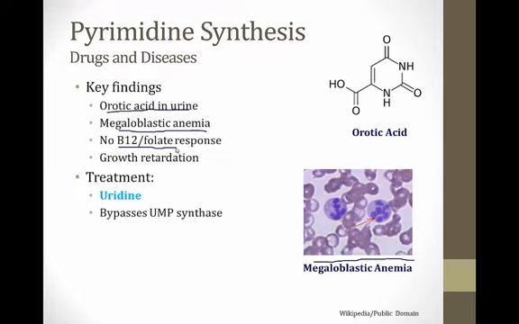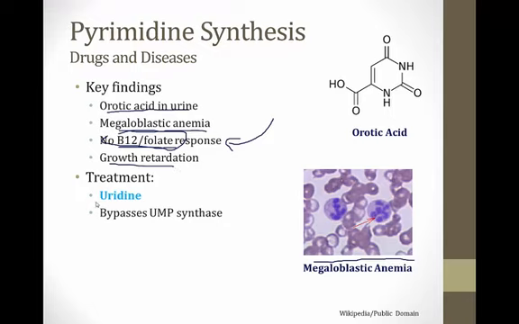But the classic finding in a child born with orotic aciduria is a megaloblastic anemia that does not respond to B12 or folate. In fact, when this disorder was first described, it was described as a series of children who had megaloblastic anemia that could not be cured by giving these two vitamins right here. In addition to megaloblastic anemia and orotic aciduria, these children will also have growth retardation.